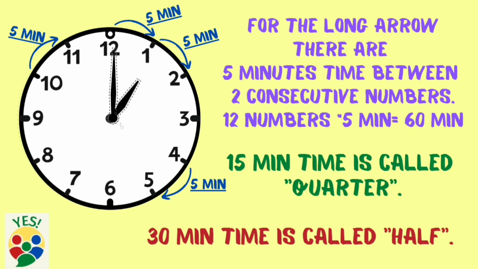For the long arrow, there are 5 minutes time between two consecutive numbers. 12 numbers by 5 minutes is 60 minutes. 15 minutes time is called quarter. 30 minutes time is called half.